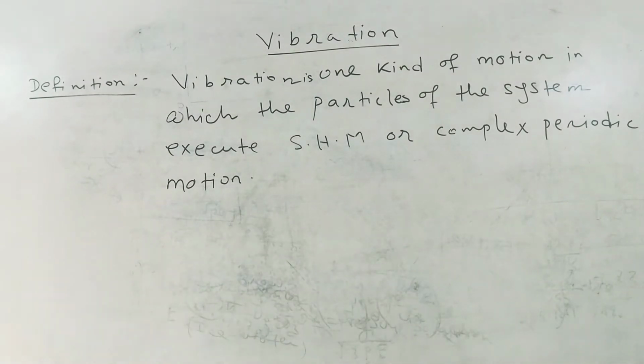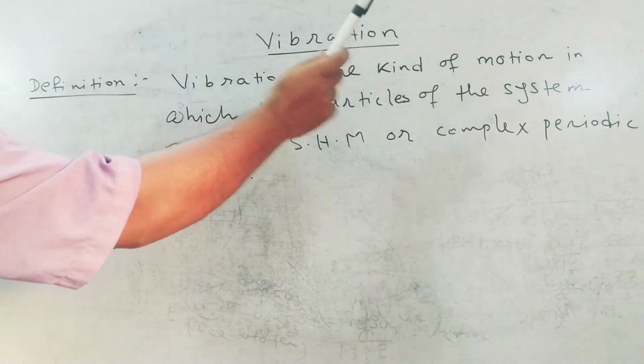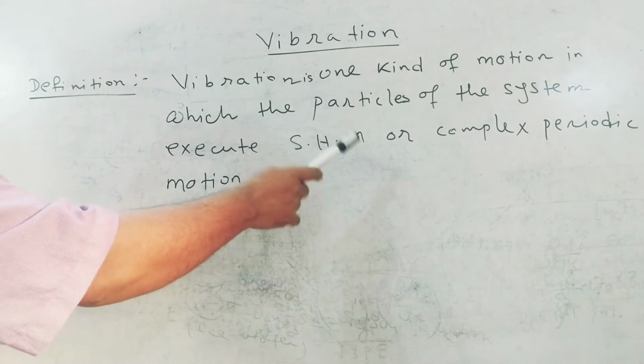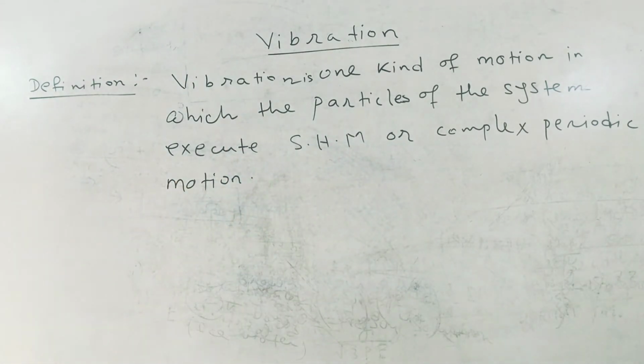At first, I am telling you the definition of vibration. Definition: vibration is one kind of motion in which the particles of the system execute SHM or complex periodic motion. That is, when the particles of the system execute simple harmonic motion or complex periodic motion, then we can say that the system vibrates.